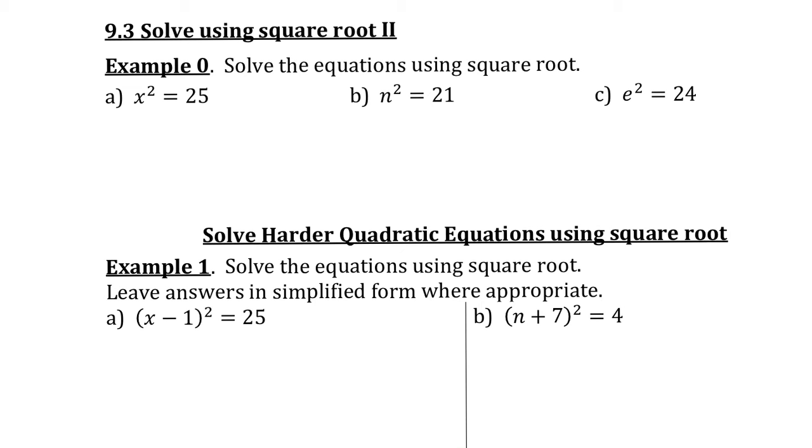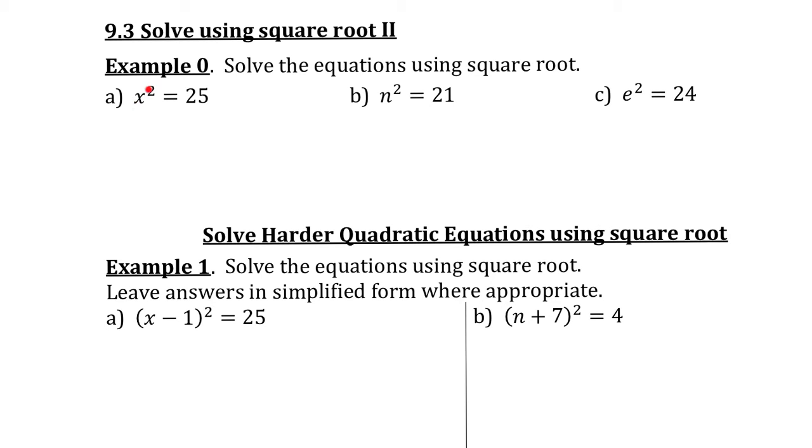Okay, 9.3, we are going to continue solving using square root, but we're going to solve a little bit harder equations. We're going to solve something like this. But before we do that, I'm going to review what we did last section, which is solving equations like this, where the single variable is squared using square root. You don't need to copy this if you understood the notes from last time.